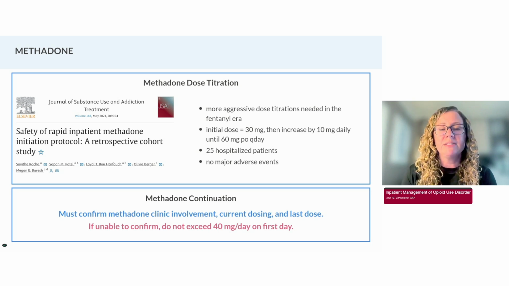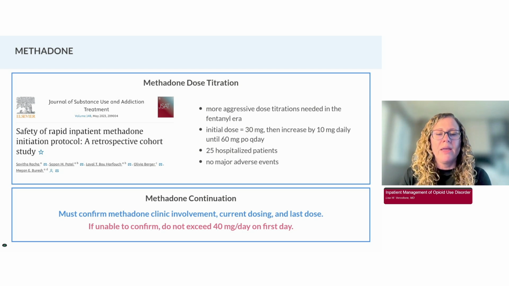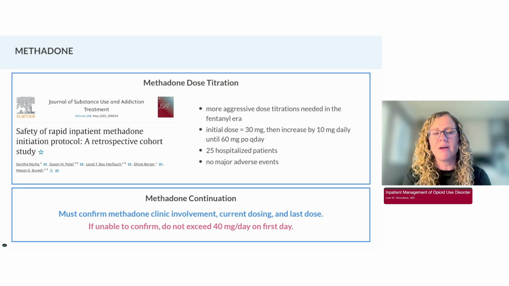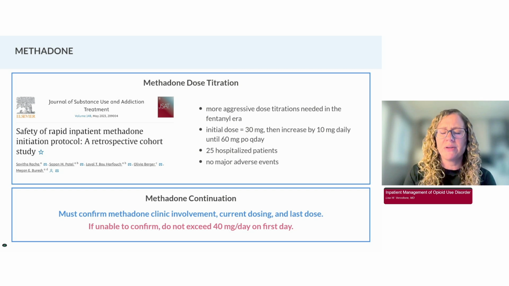Now, if somebody comes in and says they are on methadone, it is very important that we confirm their dose. We want to call the methadone clinic, get current dosing, and know when the last dose was. If we are unable to confirm this, we do need to start at 40 milligrams a day on day 1. We shouldn't take the patient's word for it or refer back to previous medical records to see that in the previous admission they'd gotten such and such amount. You have to have that confirmation with the methadone clinic.